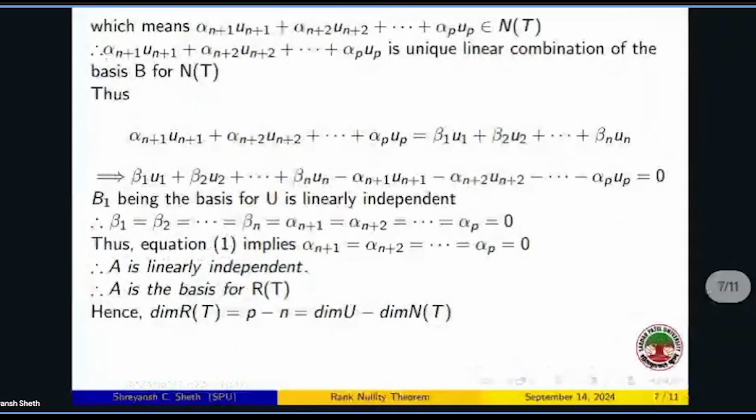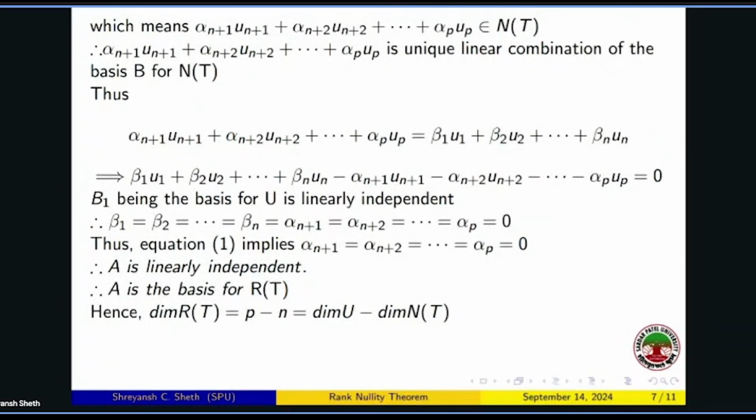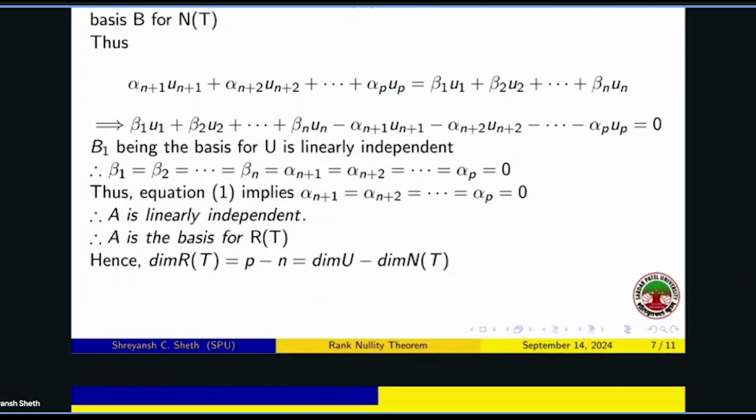So that step implies that I get beta 1 u1 plus beta 2 u2 up to beta n un, from which these linear combinations will be subtracted and it will result in 0. But if you observe that u1, u2, up to un, un plus 1, un plus 2 and up to up is a basis for U, which is the domain space. And since it is a basis, it is a linearly independent set. So if this linear combination is 0, then all the scalars have to be 0. So we get that each beta i and each alpha i is 0.